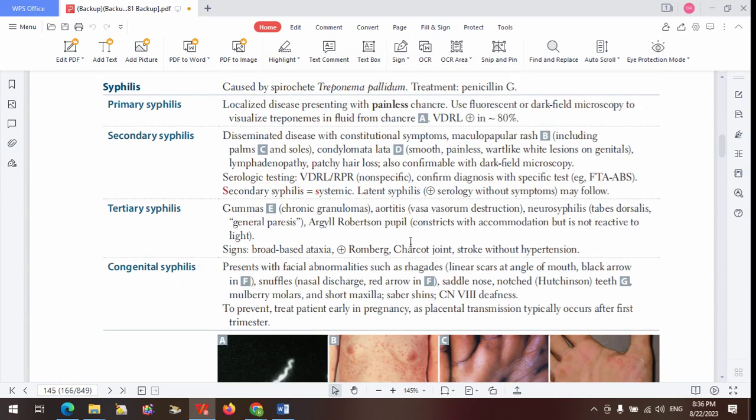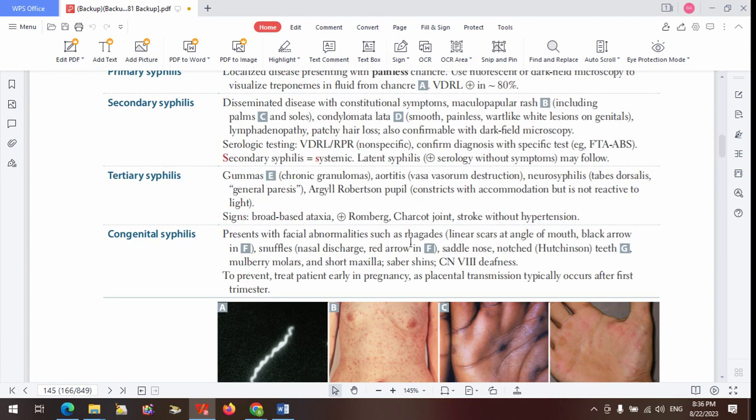Then we talk about neurosyphilis, which is damage to the posterior column. So from tabes dorsalis, it can cause general paralysis of the insane. So the person is having delusion, hallucinating, confused, depressed, and the person cannot even move. Generalized paralysis of the insane. That's one of the features of tertiary syphilis.